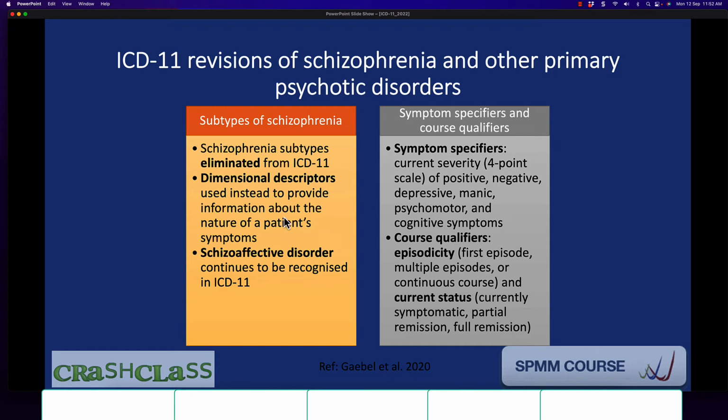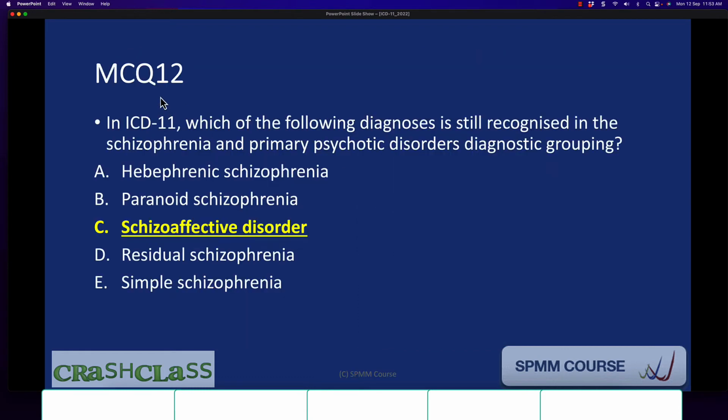Dimensional descriptors are used instead to provide information about the nature of a patient's symptoms. Schizoaffective disorder continues to be recognized in ICD-11. The answer for question number 12 is C. Schizoaffective disorder is still recognized in the schizophrenia and primary psychotic disorders diagnostic grouping.